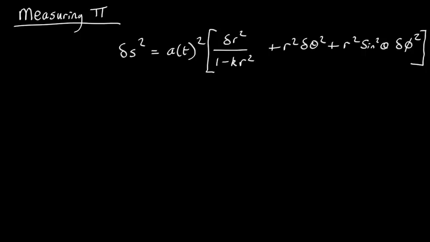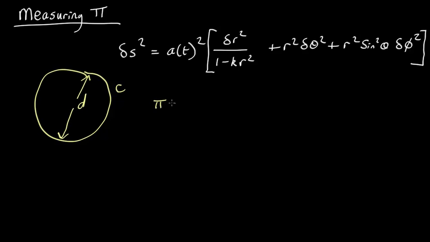Okay, how are we going to measure pi? Well, the definition of pi is if we have a circle with some circumference c and some diameter d, pi is just the circumference of a circle divided by its diameter. Easy enough. So that's something we could in principle measure experimentally.